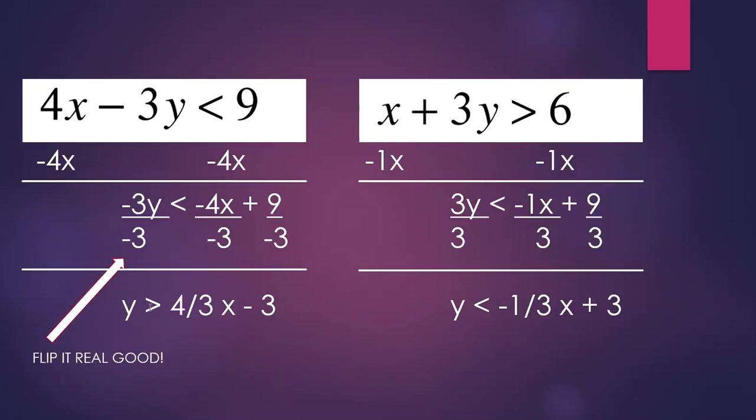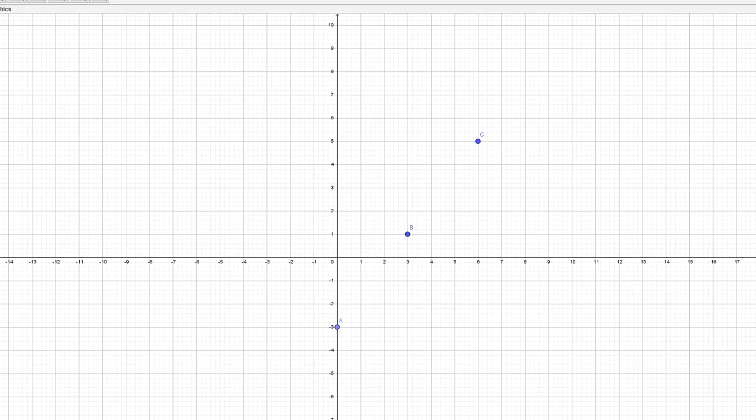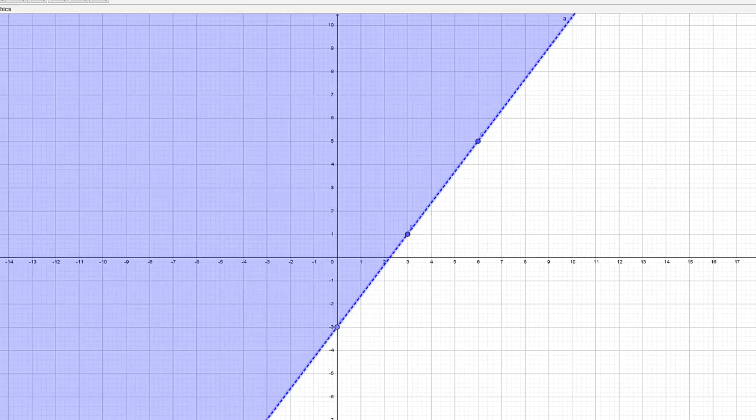And on this question, we have a greater than symbol, and that greater than symbol means what? Yeah, so we're going to do a dashed line through here, and we're going to graph above the line. We'll shade in above the line. And so it's going to look something like that. Nice dashed line and shading above.